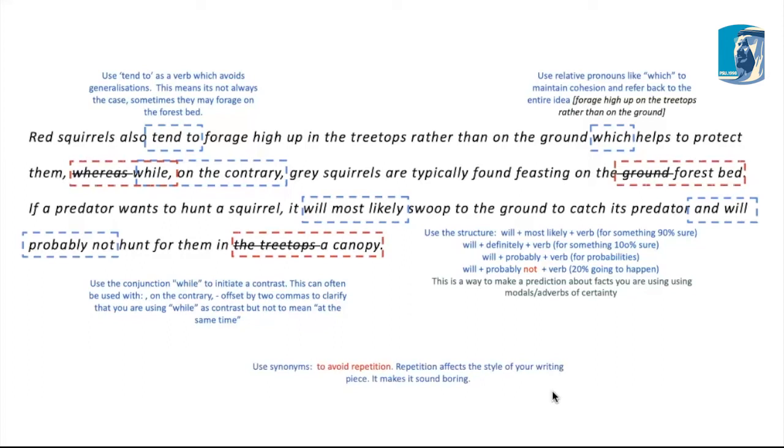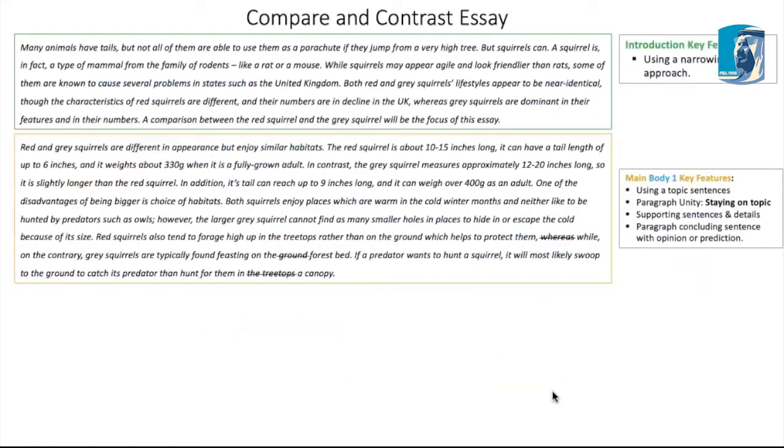Remember, avoid repetition where possible, so where you can see all of these crossed out pieces of information, I've tried to find synonyms to stop the language sounding boring. So far we have our introduction and our main body 1, and you can see where I've kept those crossed out words just to indicate that we're trying to keep it fresh and not so boring.